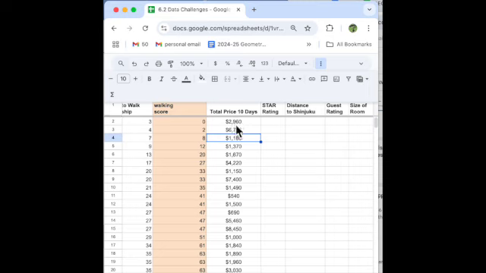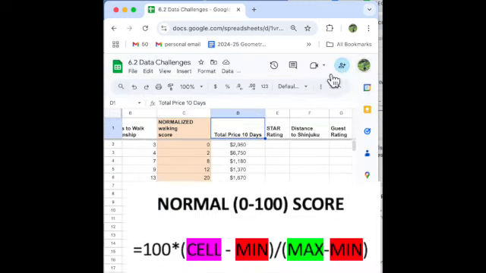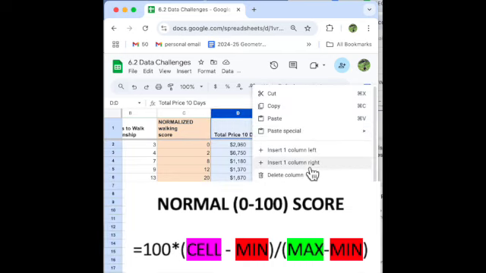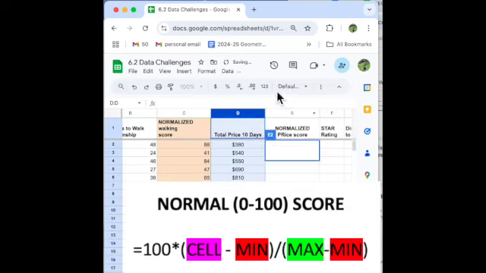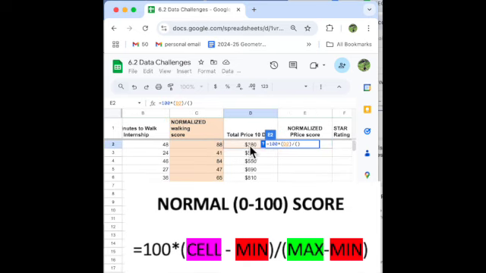And then I'm basically going to do the same thing for the total price. So let's add another column. I'm going to sort this column first. Now to get the normalized price score, I do the same exact thing. I start off equal sign 100, so I'm going to make the scale 0 to 100, times parentheses, divided by parentheses. First parentheses, I'm going to take this value in the box, which goes from 380 to 8450. Click on the box, minus the smallest number, 380.